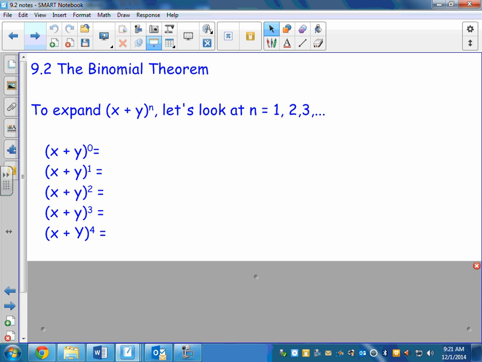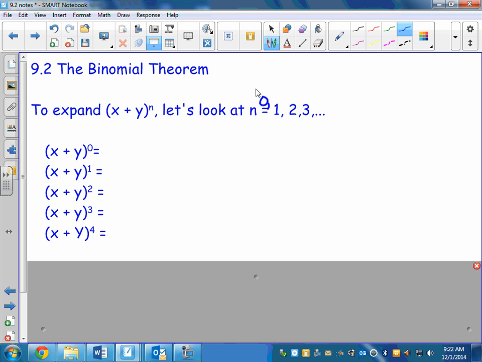Okay, so some of these we can do pretty easily, but by the time you get up to x plus y to the 4th power, that's a lot of work. The binomial theorem is supposed to be a way that we can expand binomials maybe a little quicker. Obviously, the higher the powers, it's still going to be some work. But I should say n equals 0, 1, 2, 3.